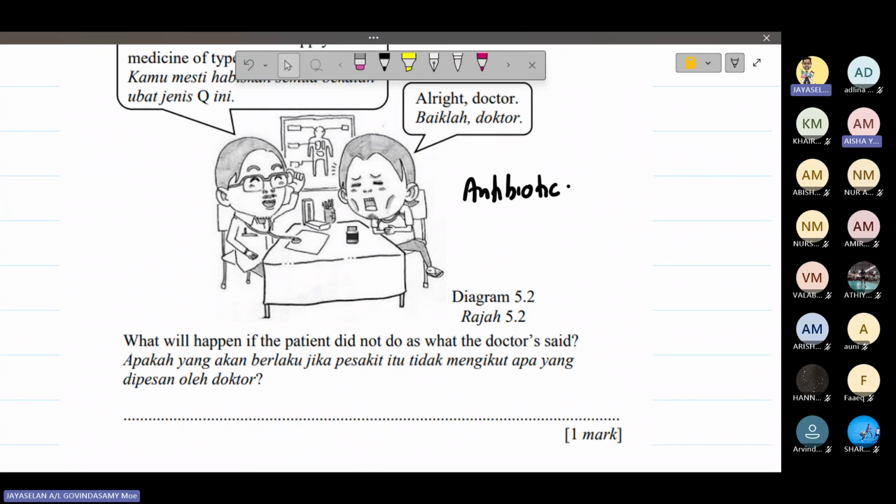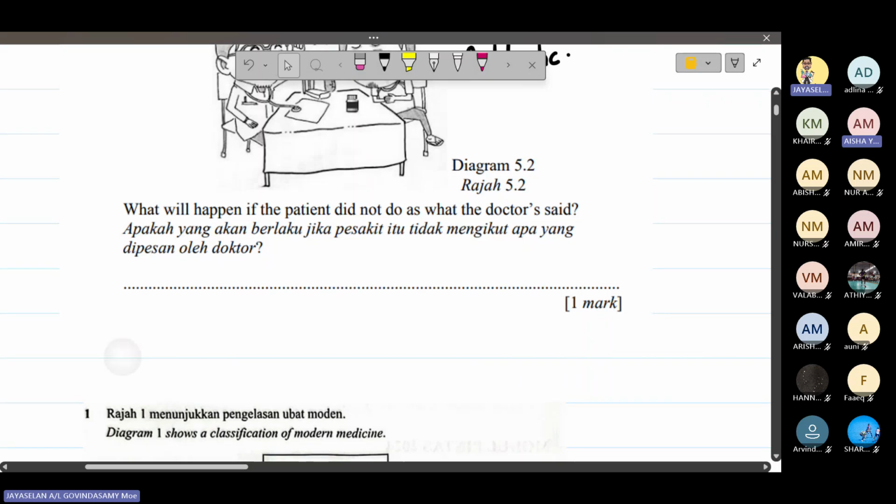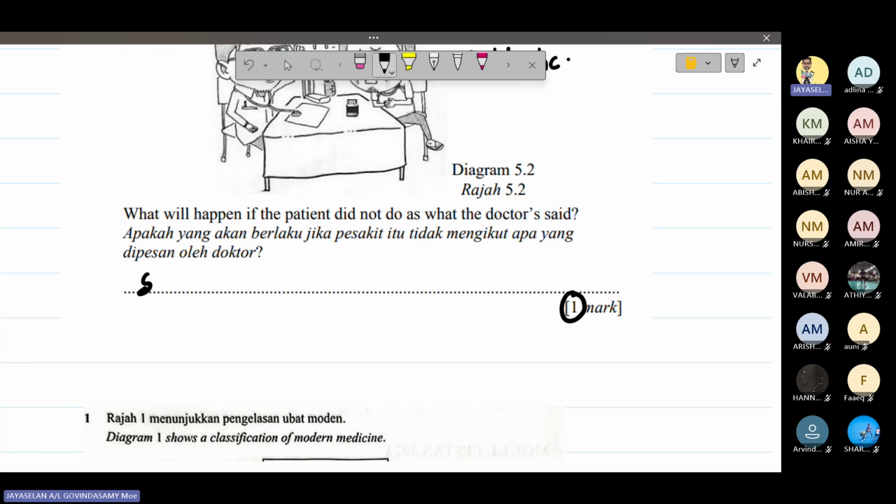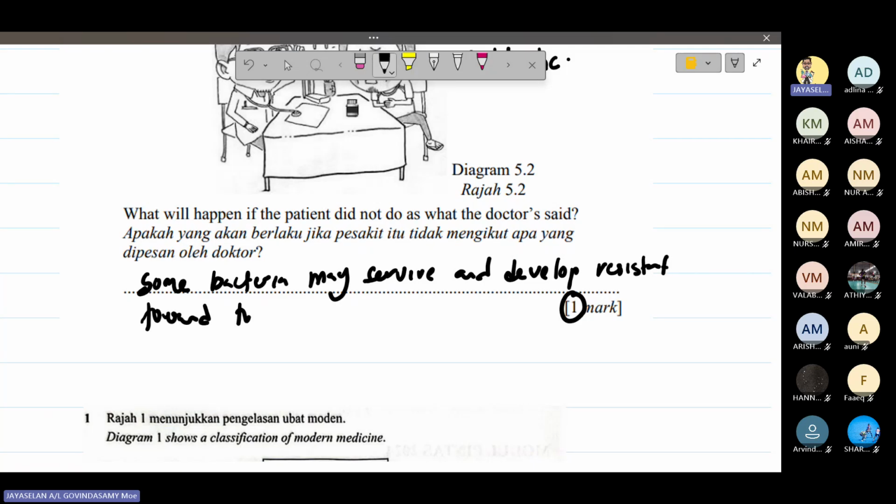Some pathogens may survive and develop resistance to the medicine. Okay, so here 1 mark, right? So you all put here, some pathogen or bacteria may survive, and they will do what? Develop resistance, resistance towards what? Towards the medicine. All right, finish.